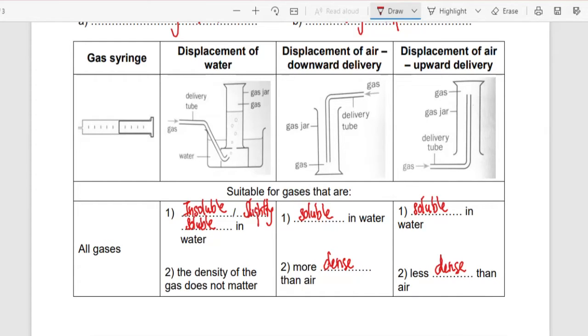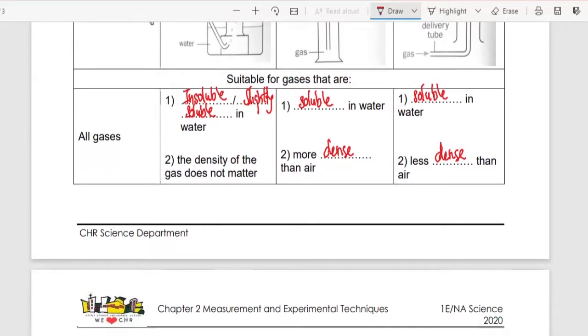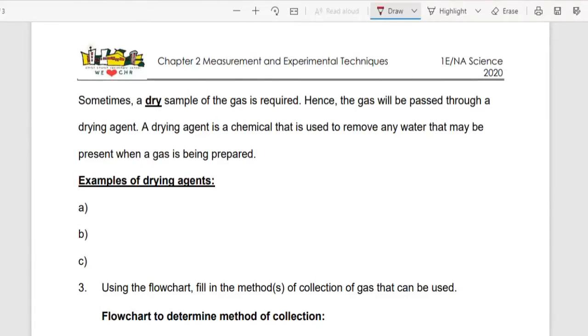Now do take note, when we collect gases, sometimes we need to dry them because they pass through water and moisture. The last thing we want is to collect water together with the sample that we have. So what we need to do is dry the gas. So we will typically use drying agents before we start collecting the gas. So what are some examples of drying agents that we have? So first one is concentrated sulfuric acid.